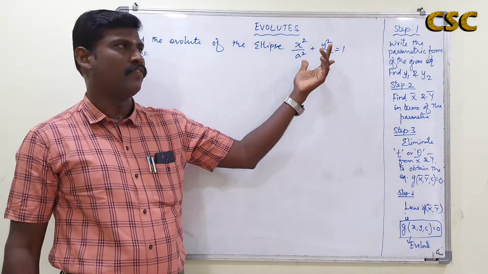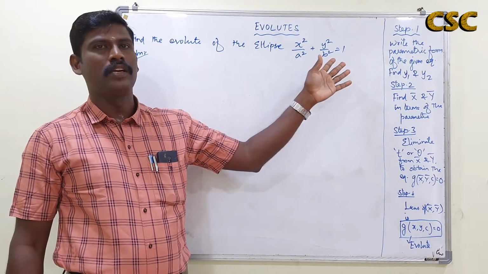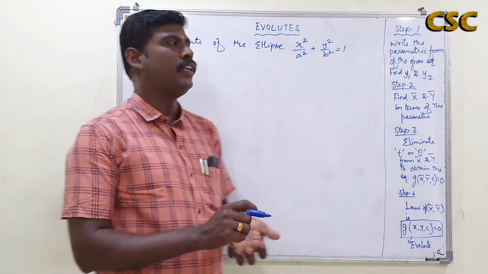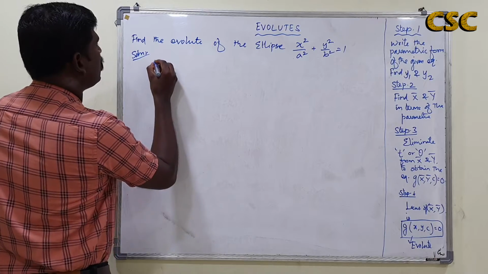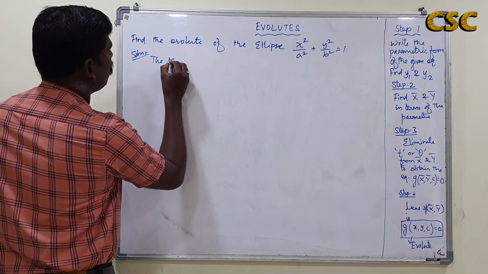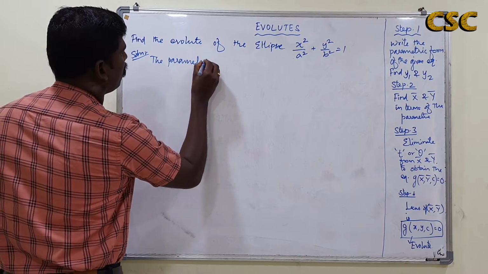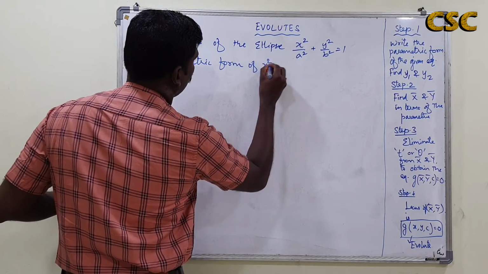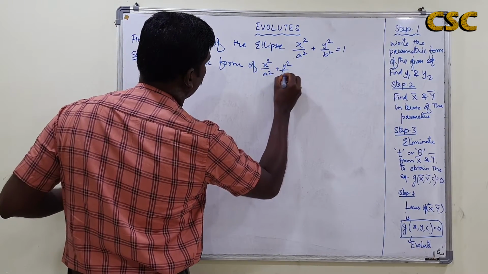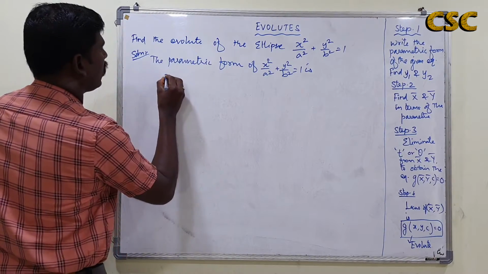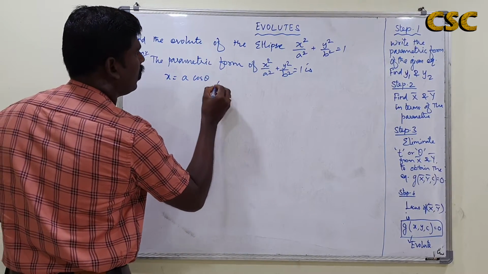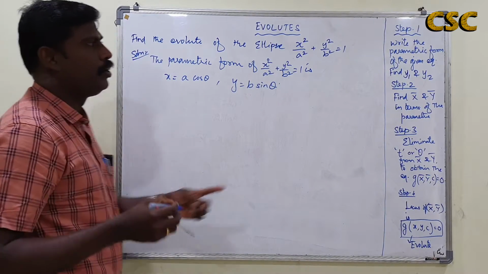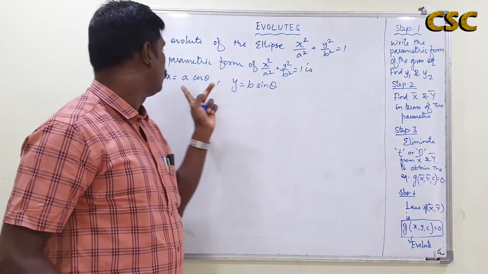It is in the Cartesian form, isn't it? The equation involving x and y is called a Cartesian equation. I am going to write the parametric form of the given equation. What is the parametric form of the ellipse? The parametric form of x square by a square plus y square by b square equal to 1 is x equal to a cos theta, y is equal to b sin theta, isn't it?